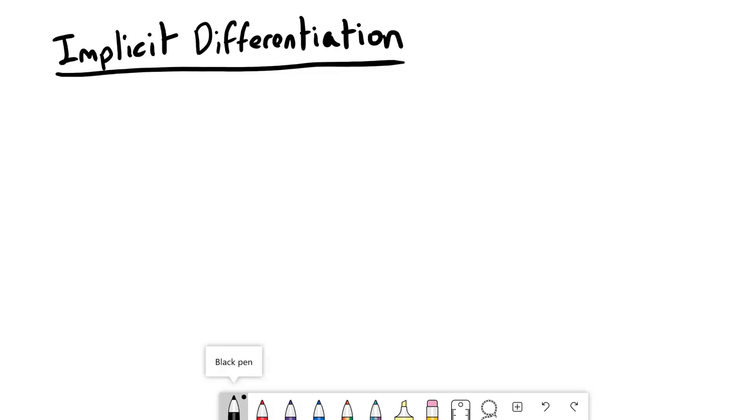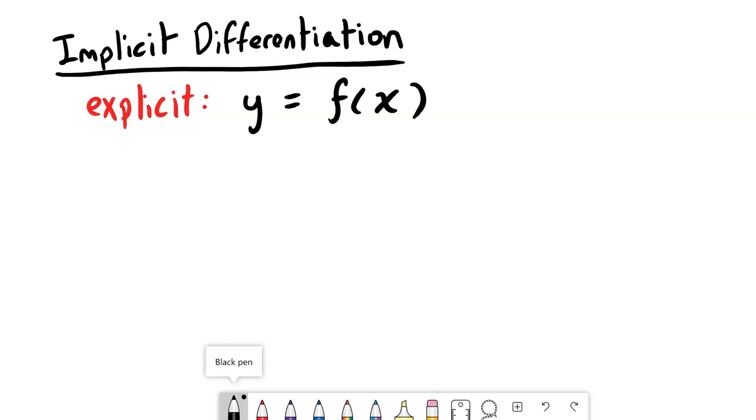So far we've been doing derivatives with functions that are called explicit functions, which means basically y is equal to f of x, or y is equal to a function that can only be described in x. What implicit describes is that the y can appear anywhere, and it doesn't just have to be solely y. It could be like y squared or even like 3y cubed.